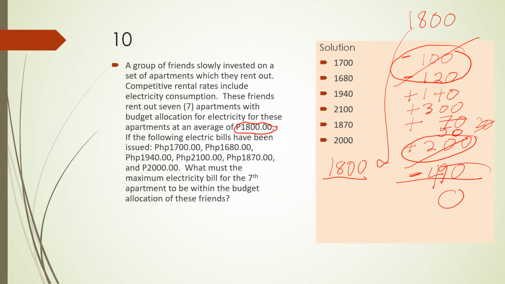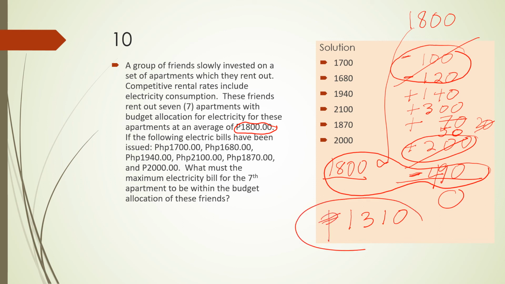So when we handle this, 1,800 minus 490, that will give us 1,310. So this is the final bill, so that the value for all of the 7 apartments will add up to an average of 1,800 each of the apartments.